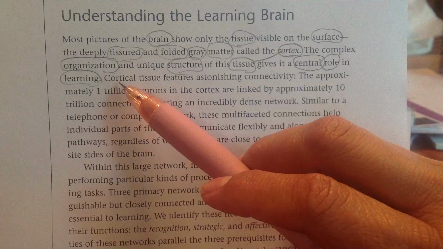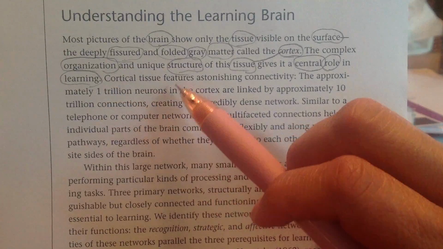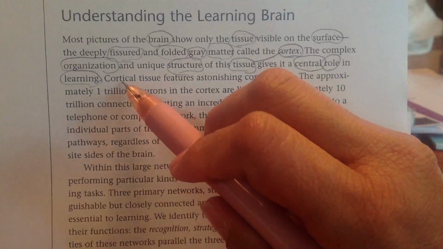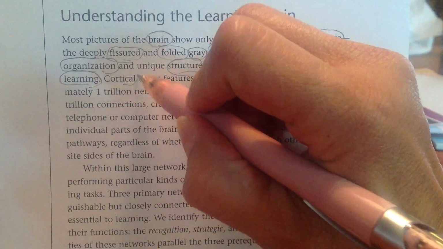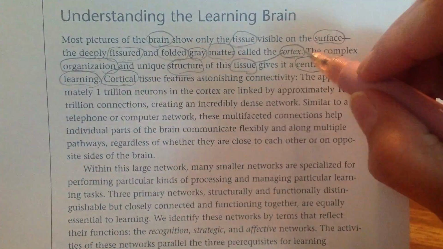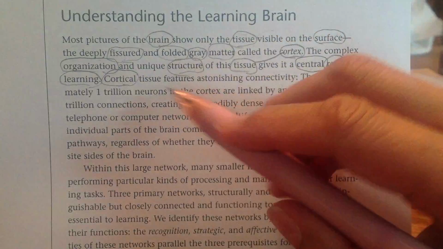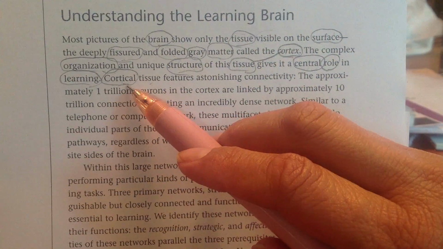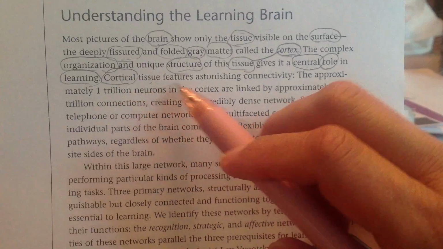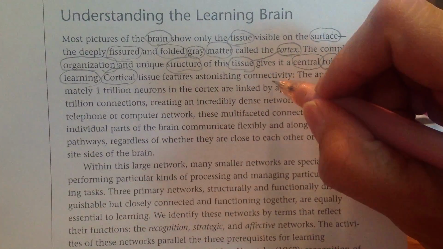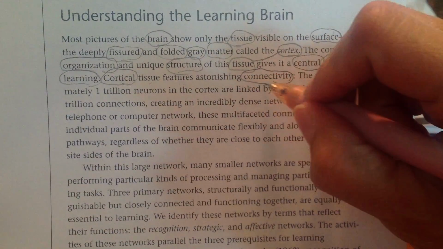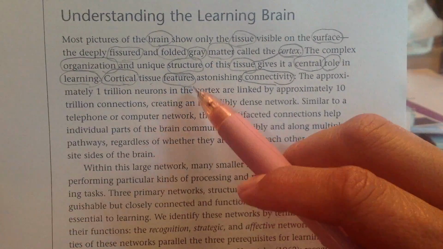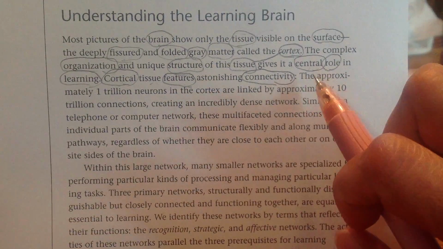I'm going to continue. Cortical tissue features astonishing connectivity. What did I just read? Cortical tissue. Cortical? I wonder if cortical has something to do with cortex. There's tissue and cortex, so maybe cortical is the adjective. Cortical tissue features astonishing connectivity. Oh, so connectivity is a major feature. Remember, the word feature is important in concepts.